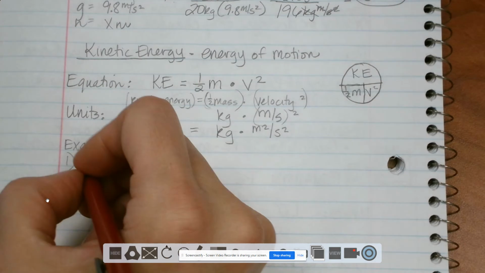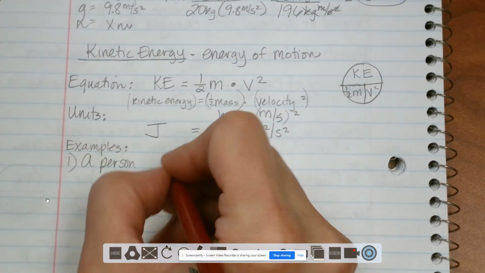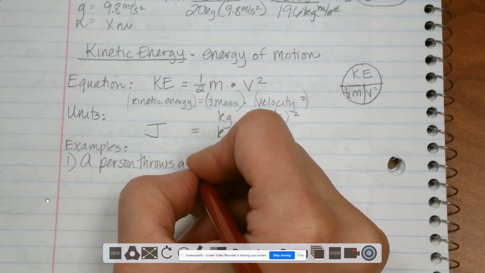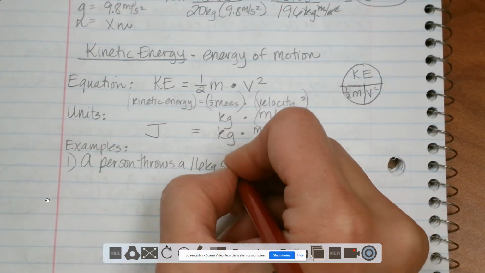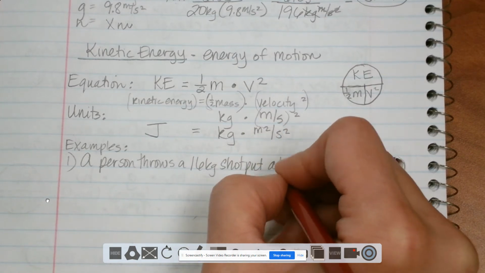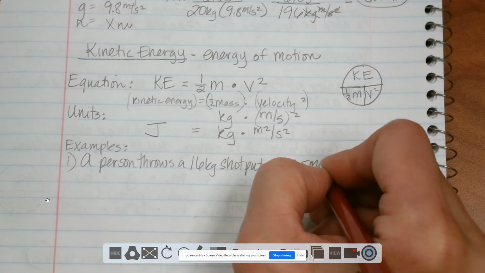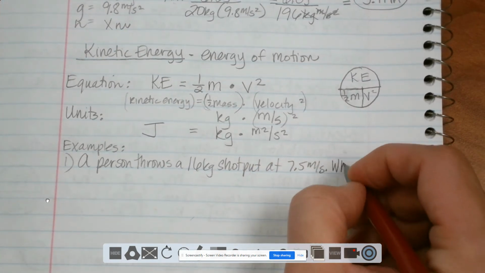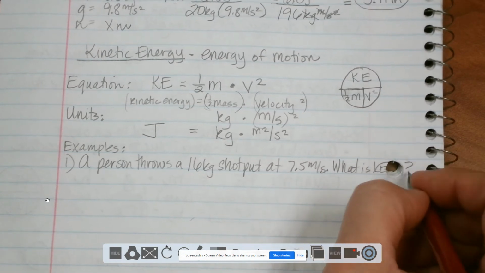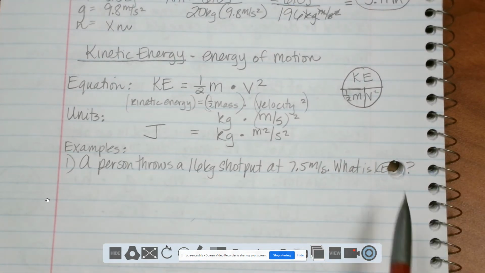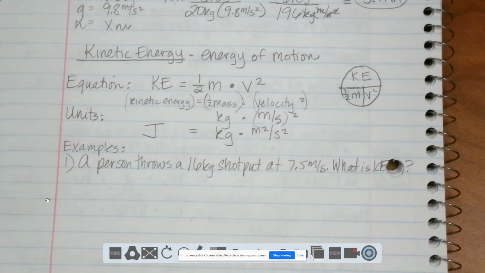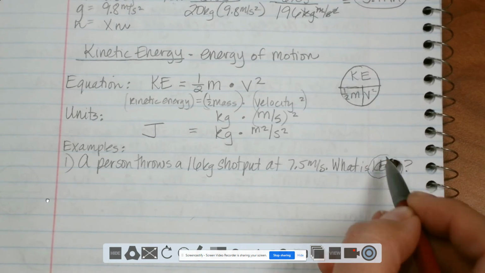All right, a person throws a 16 kilogram shot put at 7.5 meters per second. What is, I'm going to squeeze it in here for space, what is KE? Kinetic energy. And then I threw the question mark after the hole. So we're looking for the kinetic energy. So I'm going to circle it the best I can with that hole there.